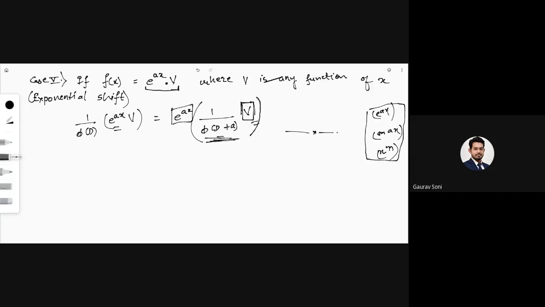Okay. A small example on this. Example. Find the particular solution for d square minus 4d plus 3 acting on y is equal to x cube e to the power 2x.